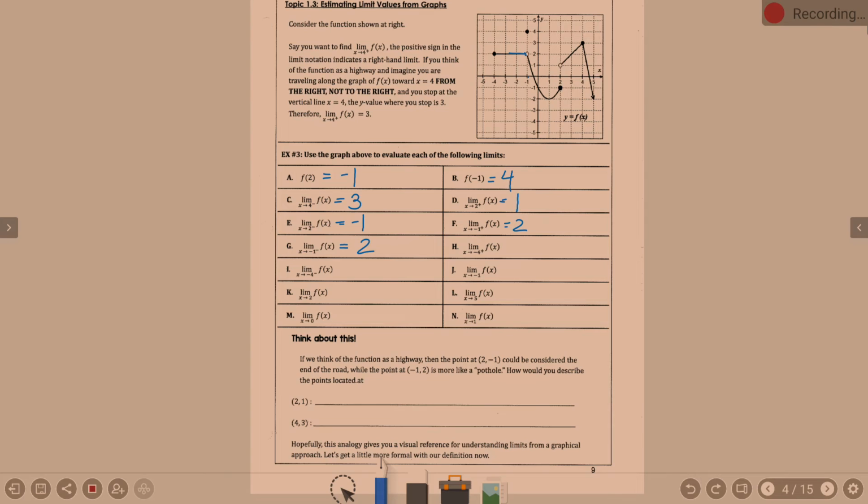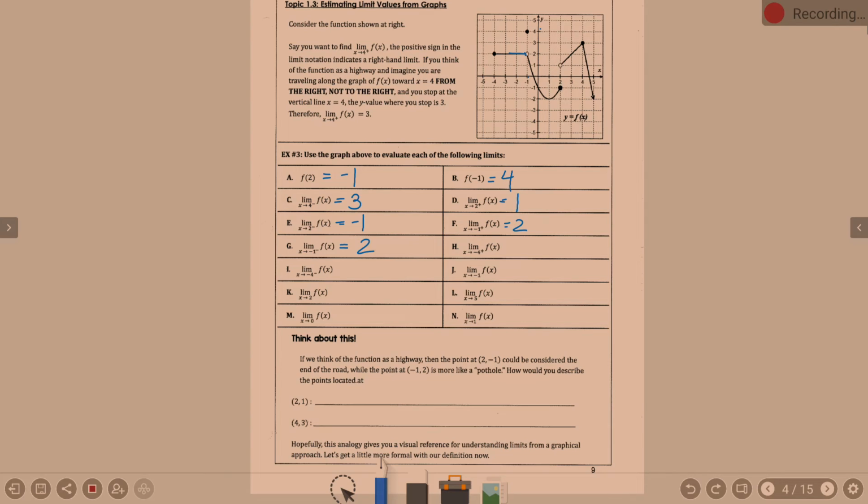Does this 4 mean anything in terms of limits? Is that just there? No. It's just chilling. That right there is f of -1 is equal to 4. But that will never be the answer to a limit because the graph never connects to it. It can be the answer to what the function value is, but it's not going to be the answer to a limit.